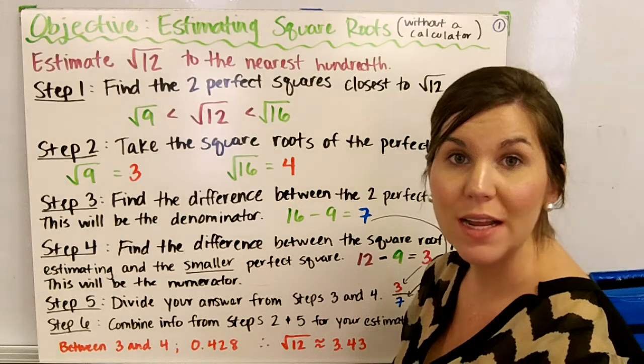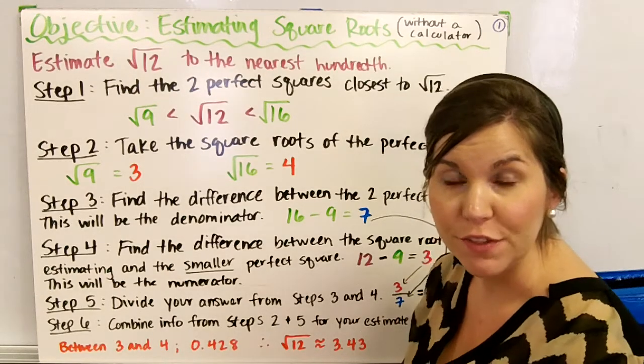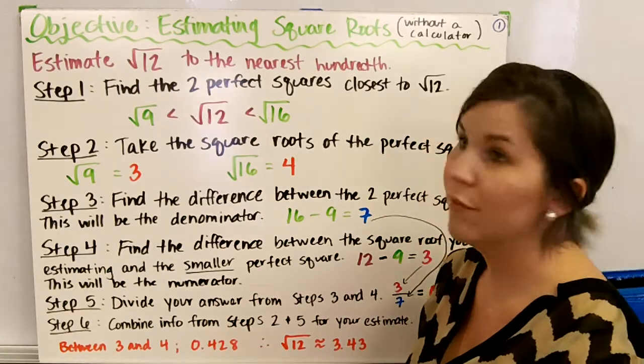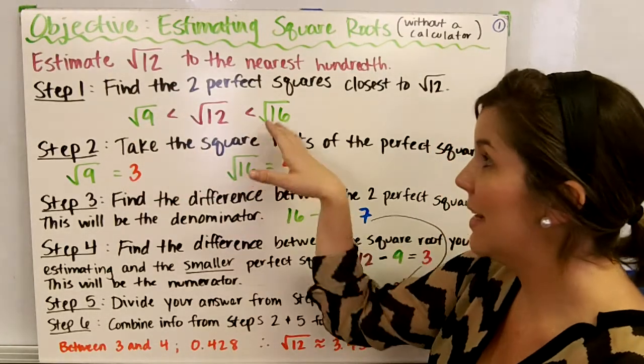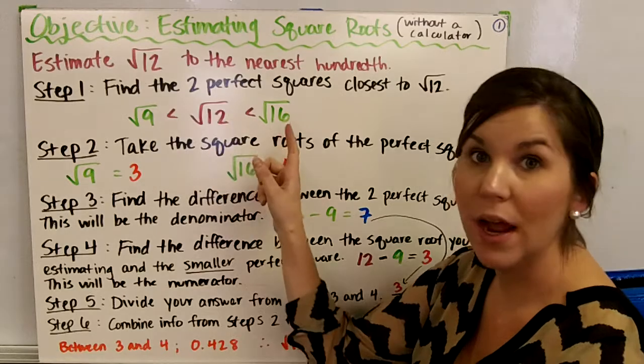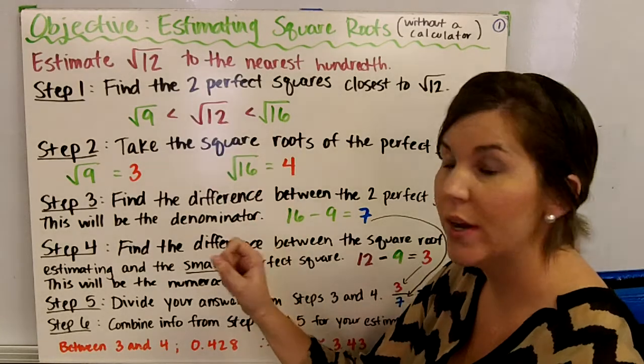So you were supposed to memorize the list of the first 15 perfect squares, and we're looking for the 2 that are closest to 12. So 9 and 16 are on either side of 12, and they're both perfect squares.